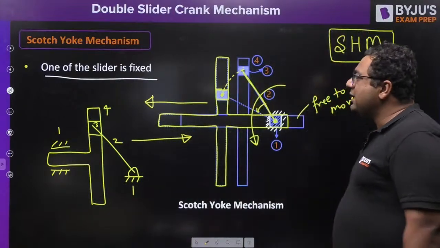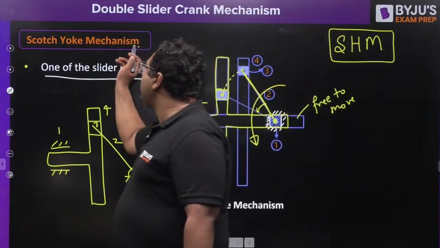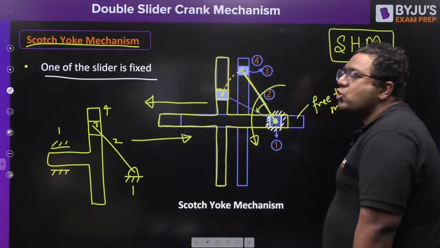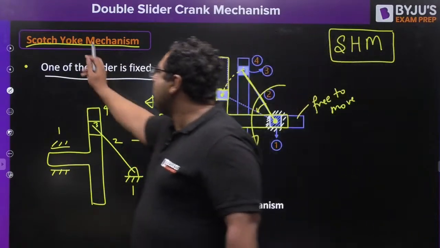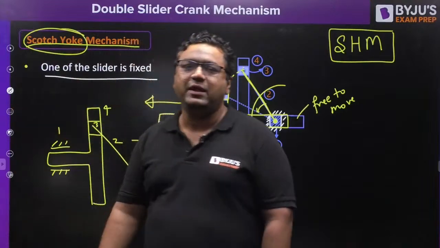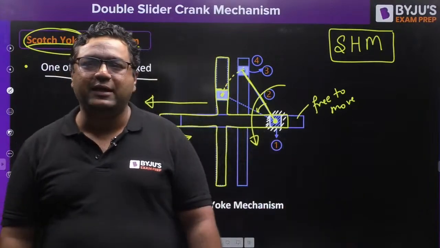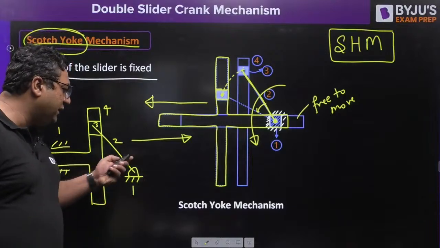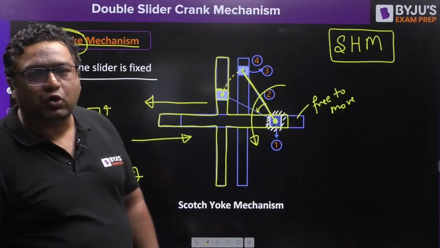And my dear, this mechanism was given by big mathematicians, Scotch, Yoke. So it is named after them, Scotch Yoke mechanism. They were mathematicians, and they have given this wonderful mechanism. So guys, you have seen already the elliptical trammel, you have seen the Scotch Yoke mechanism.